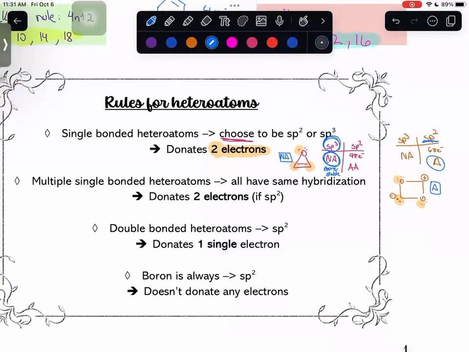So far, questions on the first two rules? Okay, we're processing it. That's okay, we can take it slow. We're just going over the rules.